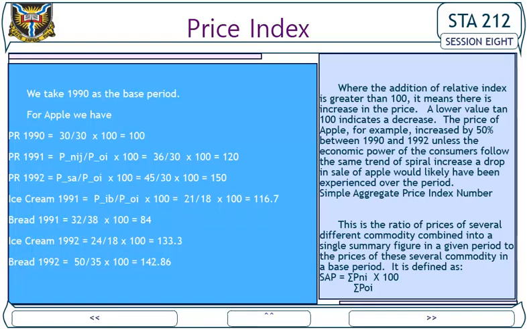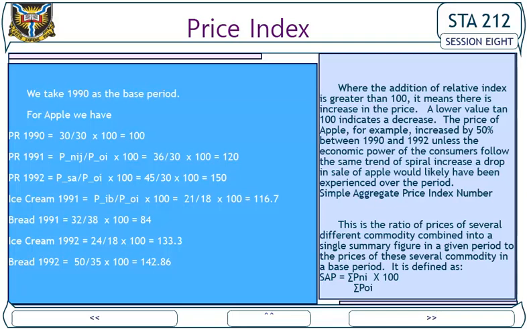We take 1990 as the base period. For Apple, we have the price relatives for 1990, 1991 and 1992, and likewise for ice cream and bread. Where the relative index is greater than 100, it means there is an increase in the price. A lower value than 100 indicates a decrease.